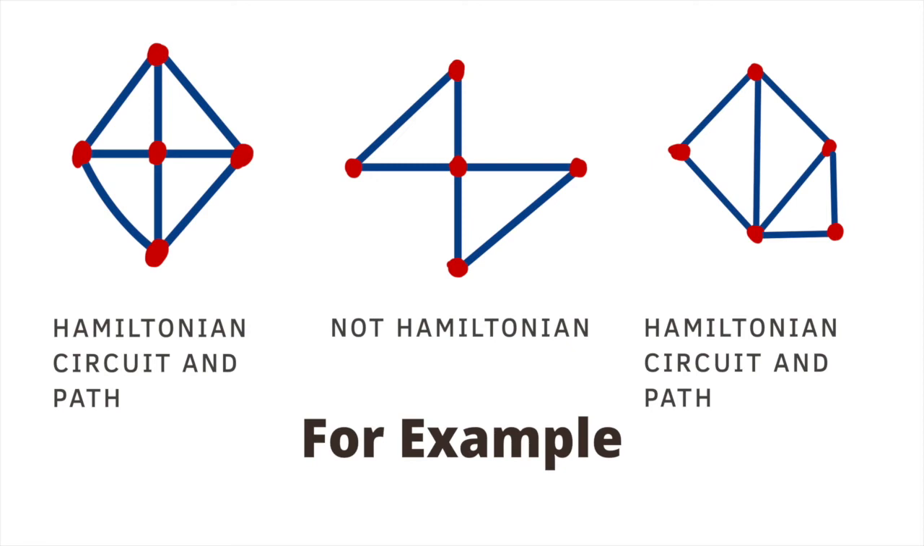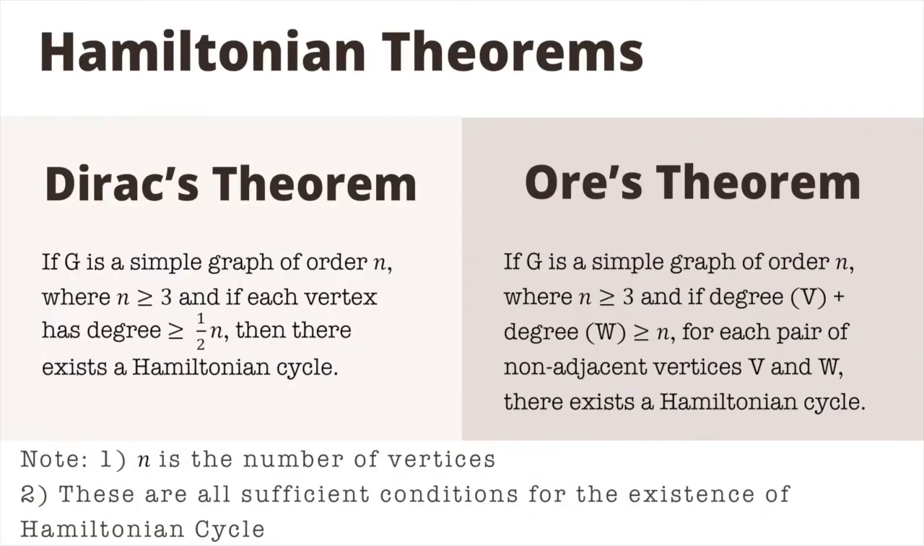Unlike Eulerian graphs, Hamiltonian graphs are not easily identifiable, but there are theorems that help state whether these graphs are Hamiltonian. There are two theorems that help determine this. The first theorem is Dirac's theorem. Dirac's theorem states that if G is a simple graph of order n, where n is greater than or equal to 3, and if each vertex has a degree greater than or equal to 1/2 of n, then there exists a Hamiltonian cycle.